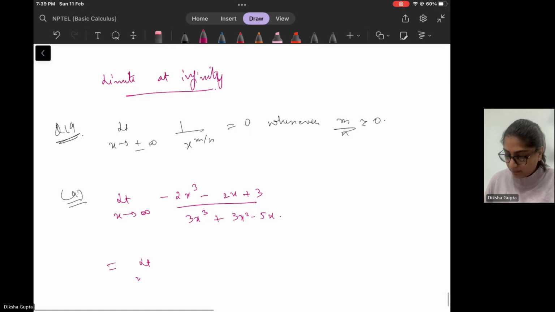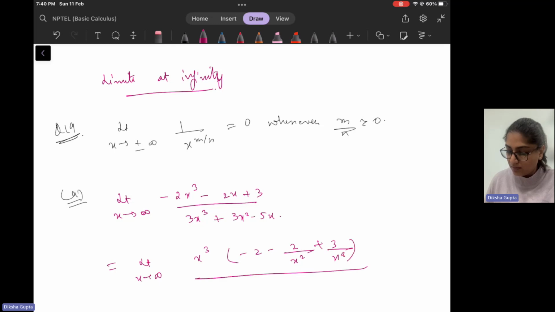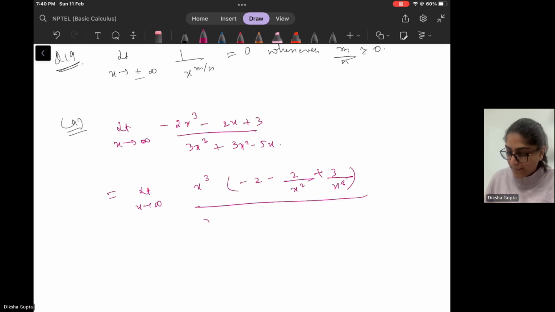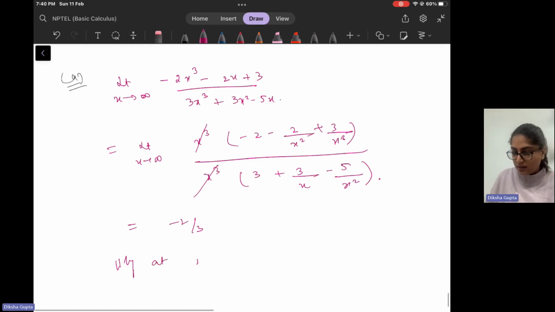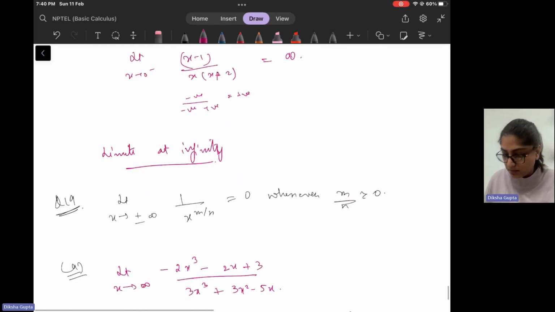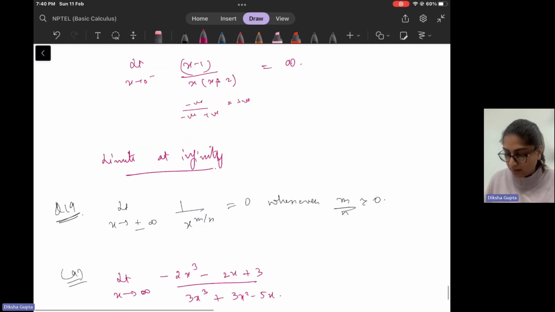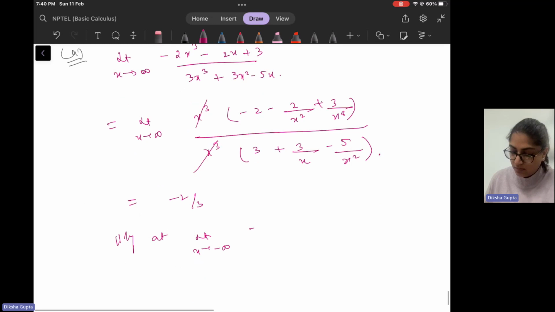Taking out x cube common, we'll have minus 2 upon x square plus 3 upon x cube upon 3 plus 3 upon x minus 5 upon x square. So at infinity they will go to minus 2 by 3. Similarly at limit x tending to minus infinity, because we know plus minus infinity 1 upon x^(m/n) will go to 0, the answer is minus 2 by 3 only.